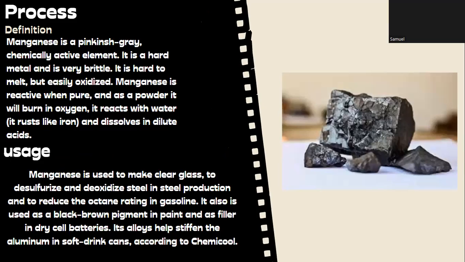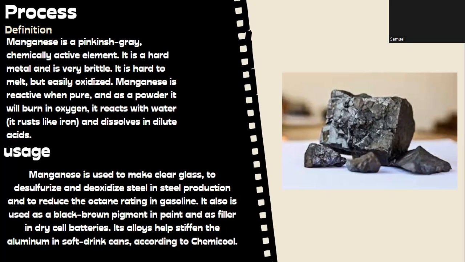Manganese is a pinkish-gray, chemically active element. It is a hard metal and it's very brittle. It is hard to melt, but easily oxidizes. Manganese is reactive when pure, and as a powder it will burn in oxygen. It reacts with water and dissolves in dilute acids.